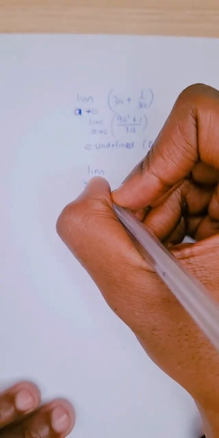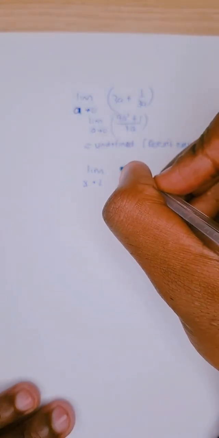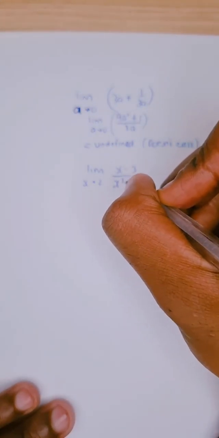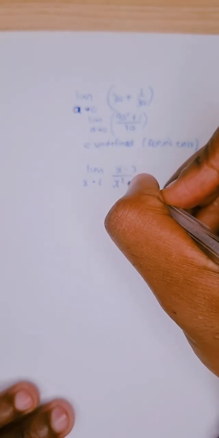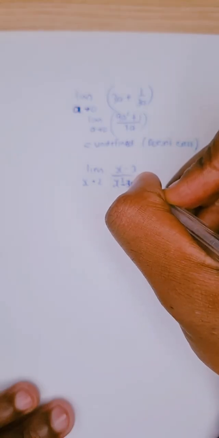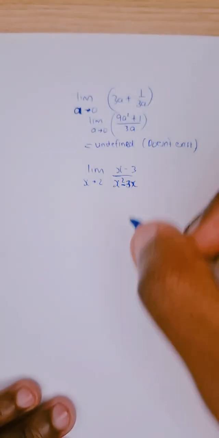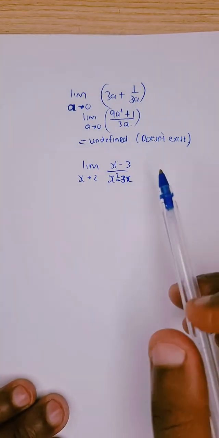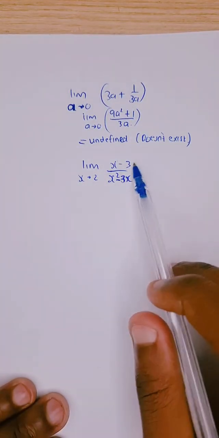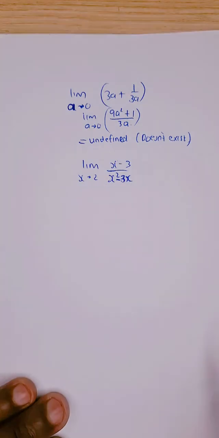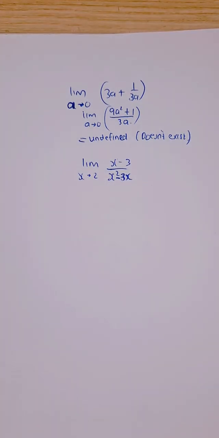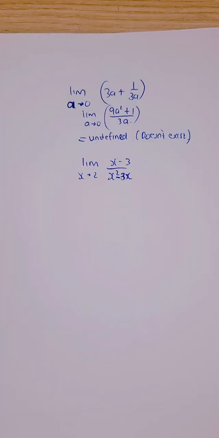Are we still okay? The limit as x approaches 2 of (x minus 3) over (x squared minus 3x). Sorry for that. The limit of (x minus 3) over (x squared minus 3x) as x tends to 2, or approaches 2.